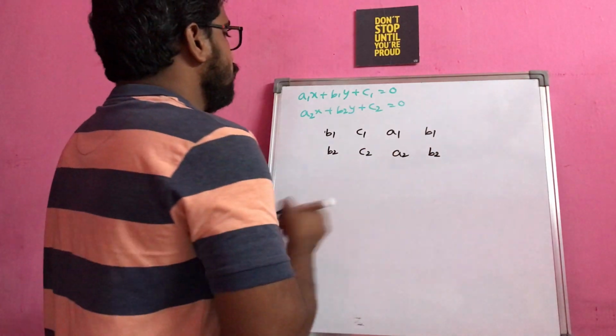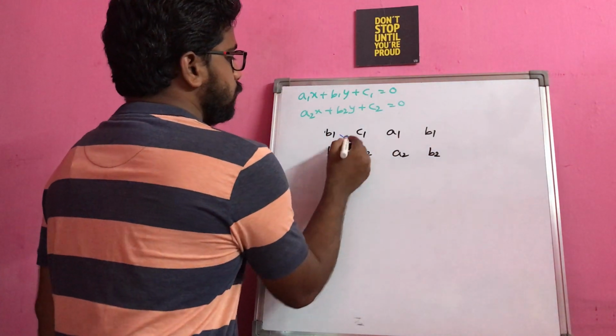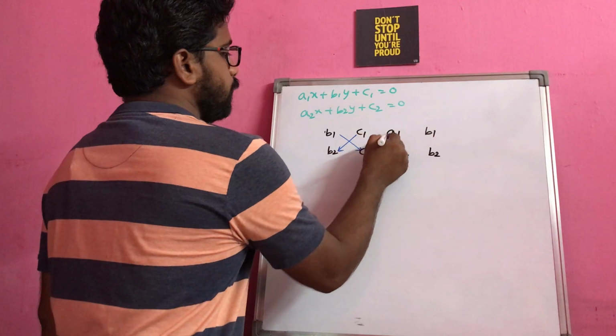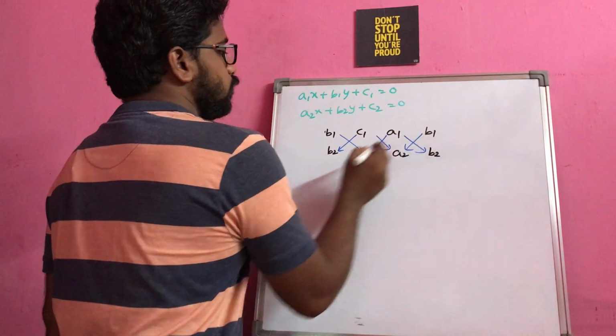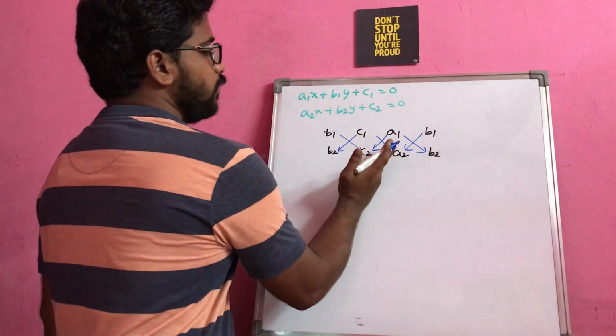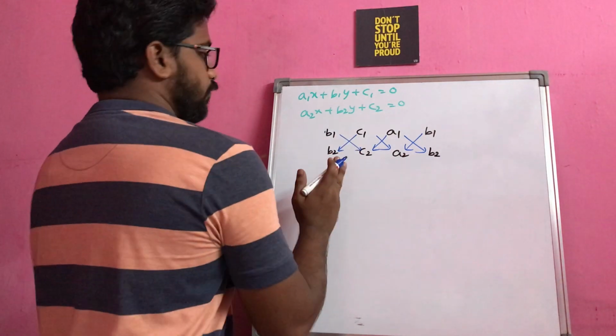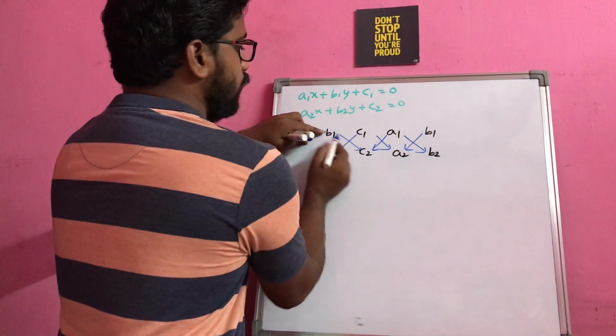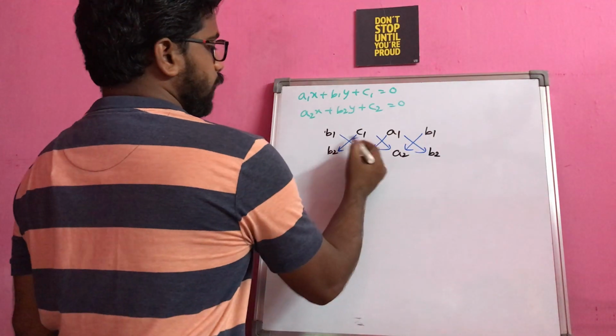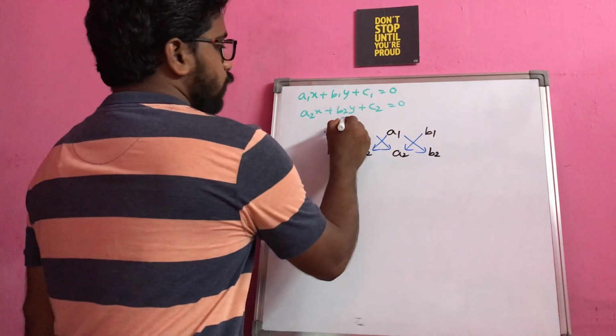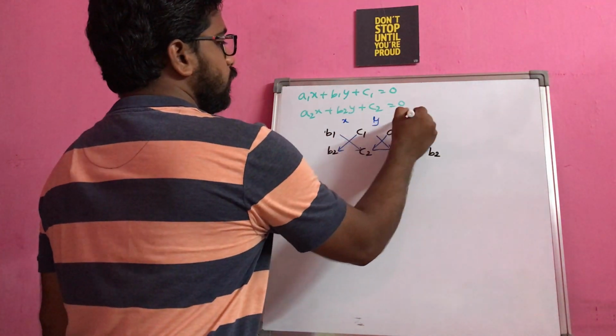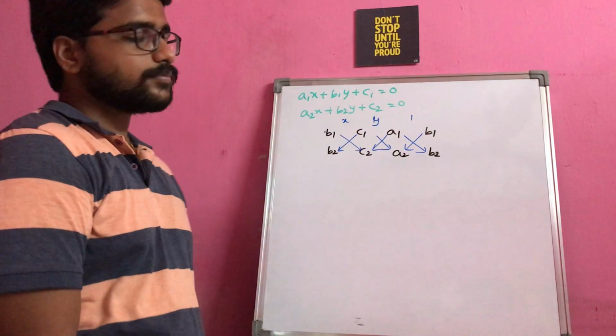From top to bottom you have to do the approach like this. First you go from right to left, and then from left to right, that means from b1 to c2, and then again from right to left, c1 b2. You place x here, y here, and then the constant 1.